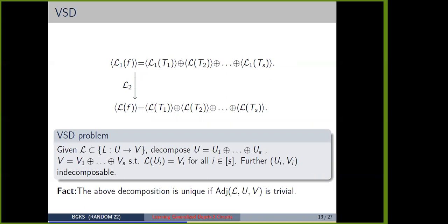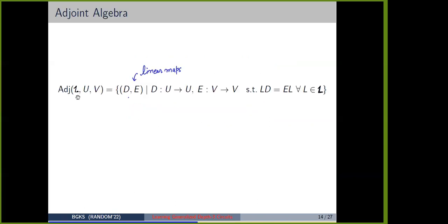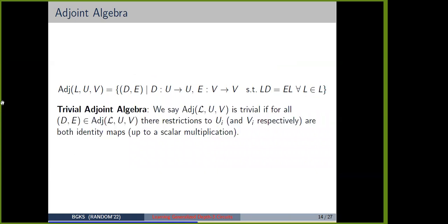So let's quickly look into what adjoint algebra means. We won't go into too much detail, but I'll just show you the definition. The adjoint algebra for a tuple L, U, and V, where L is a set of maps that maps vector space U to vector space V, is the set of tuples of linear maps D and E, from U to U and V to V, such that L of D and E of L are equal, for all linear operators in the set L. And it's easy to check that this is in fact an algebra.